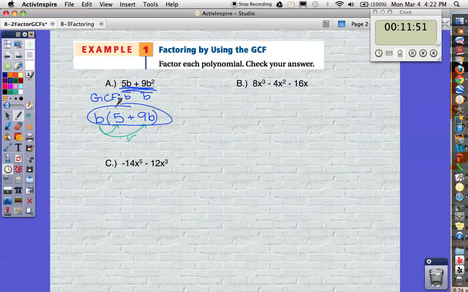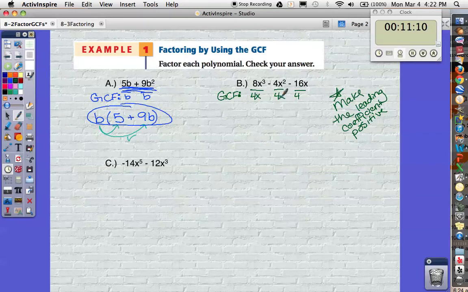Try B. Look at all three terms. What can I divide out or take out of all three? Basically, what is your GCF? Look at the numbers first. And I will say with the GCF, you normally want to make the leading coefficient positive. So in this case, the leading coefficient is already positive. Let's keep it positive. We wouldn't want to divide out a negative and then leave it with a negative. All three of them can take out a 4. All three of them can also take out an x. So your GCF is 4x.